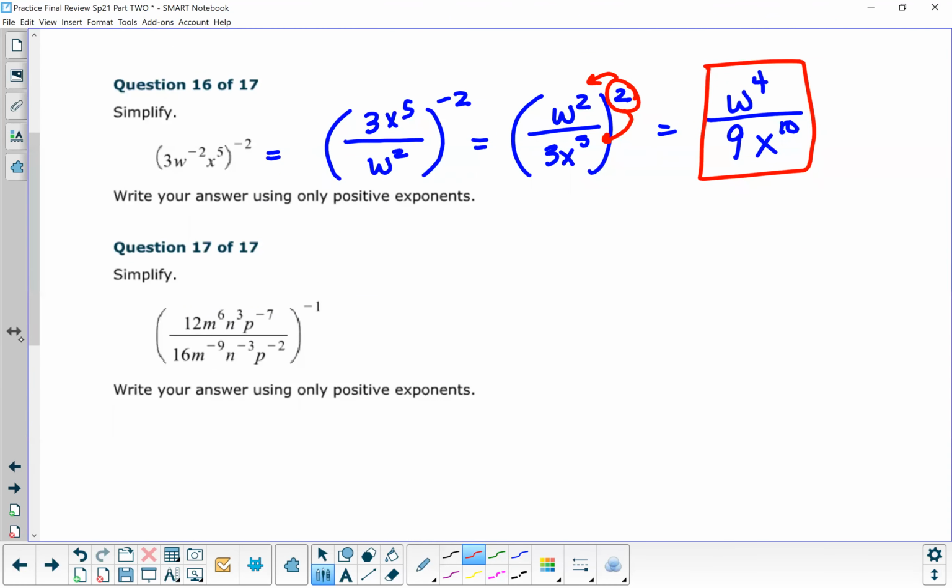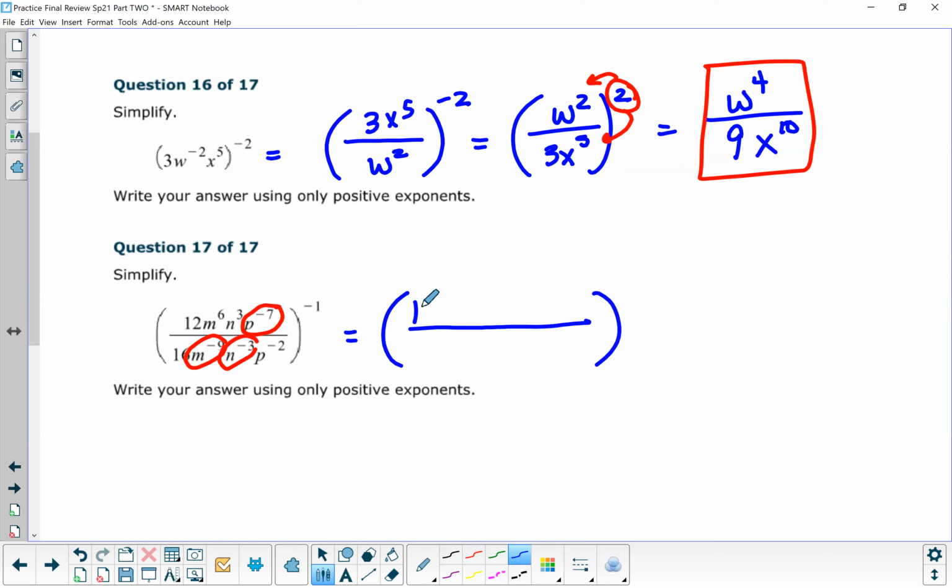Okay, last one here. We have in parentheses in the numerator 12m to the 6th n cubed p to the 7th divided by in the denominator 16m to the negative 9 n to the negative 3 p to the negative 2, close parentheses, to the negative 1 power. I'm going to simplify inside of the parentheses first. So looking here, first I am going to take the reciprocal of m to the negative 9, n to the negative 3, and p to the negative 7.